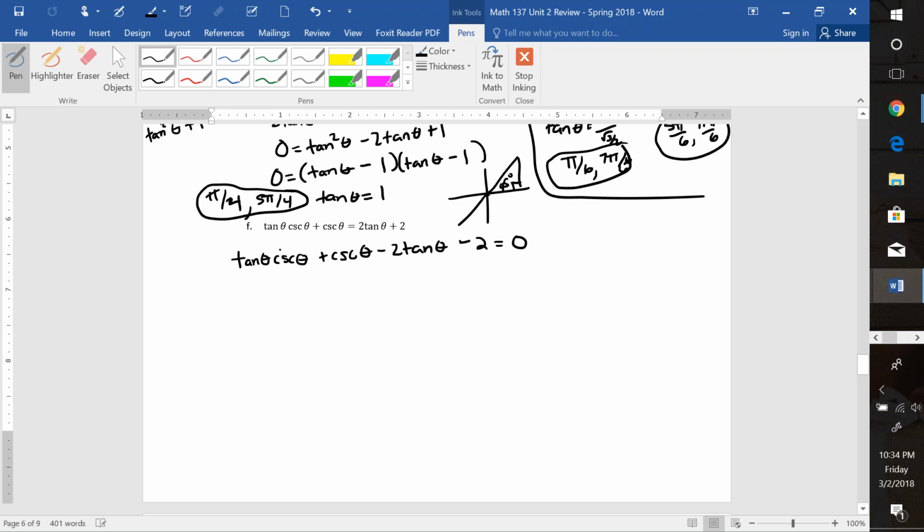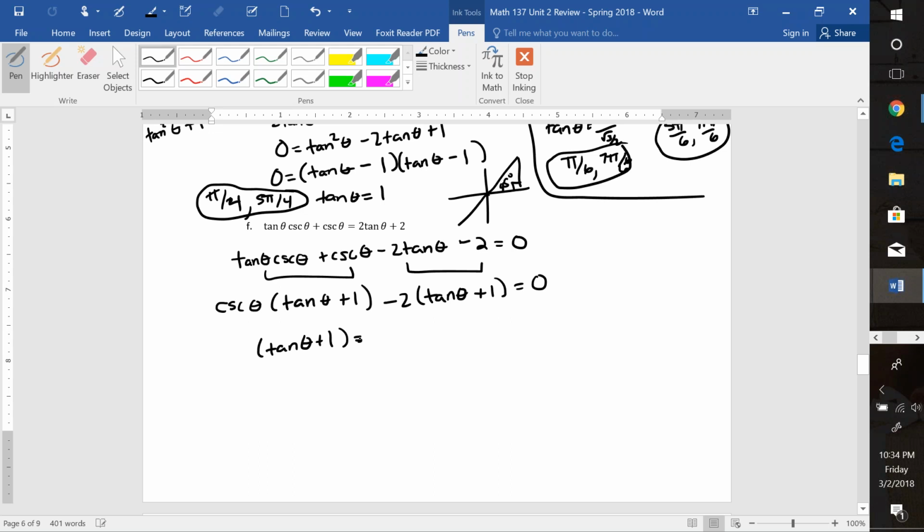It doesn't look like much, but it is 4 separate terms, so we can try factor by grouping. So this would be cosecant theta, that would leave me with a tan theta plus 1. This has a -2 in common, so pull that out, and we also are left with a tan theta, and -2 divided by itself is positive 1. So this works out into tan theta plus 1 equals 0, times cosecant theta minus 2 equals 0. Now we can set each one of them equal to 0.